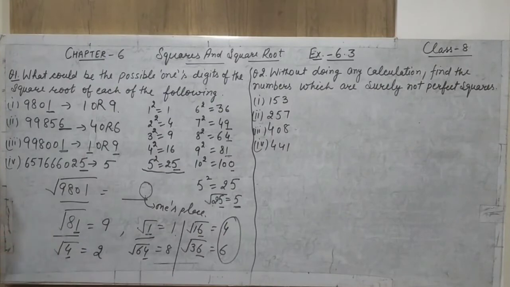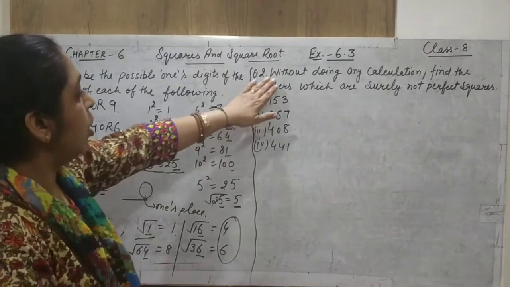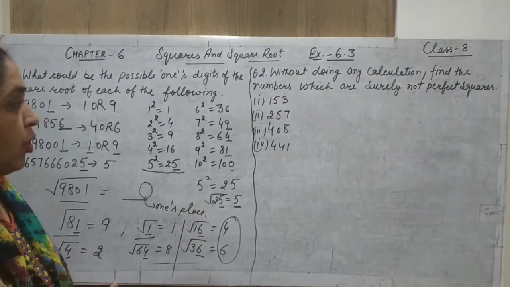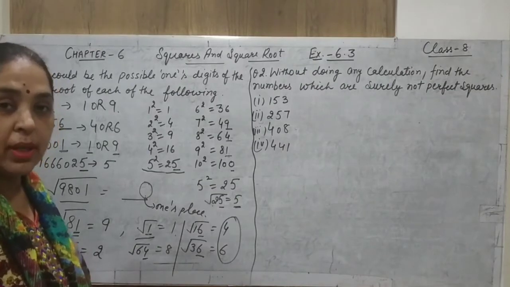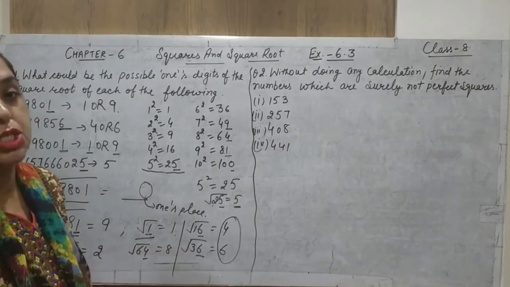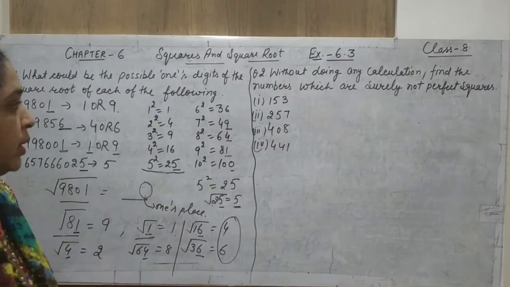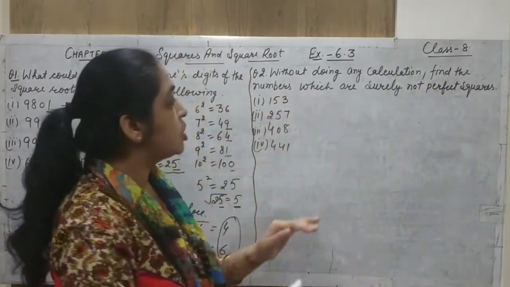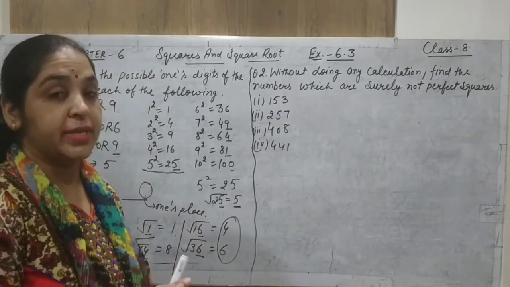Alright. Come towards the second question. The second question is: without doing any calculations, find the numbers which are surely not perfect squares. Now what happened here? Without doing actual calculations means you are not going to use the subtraction method or the factorization method for perfect squares. We are not going to calculate. What do we find out without calculations? Find the numbers which are surely not perfect squares.